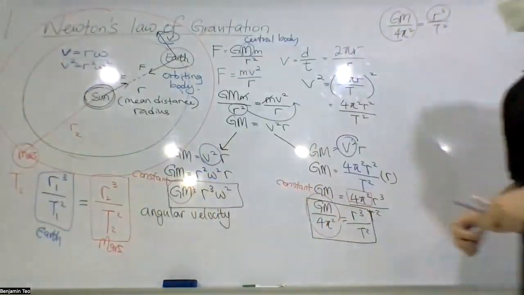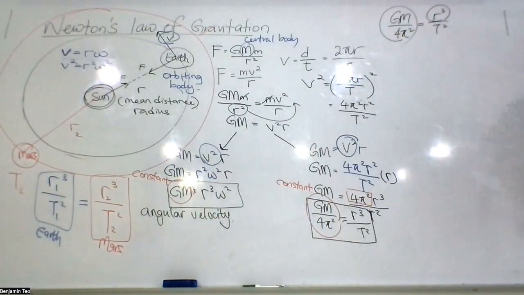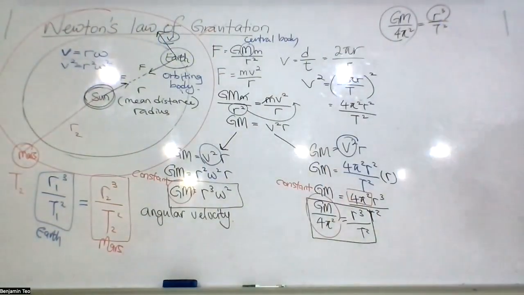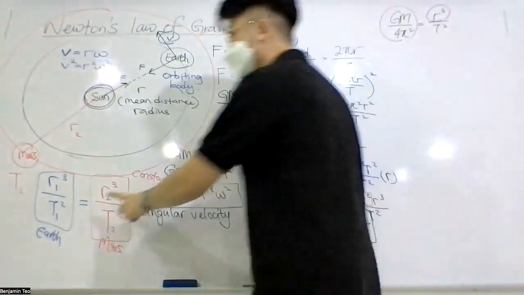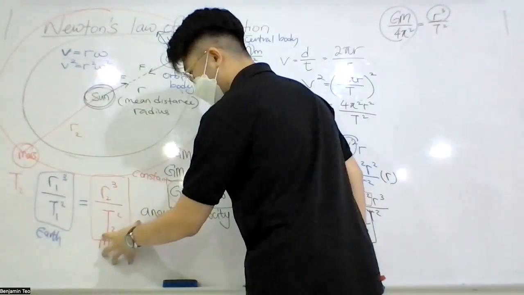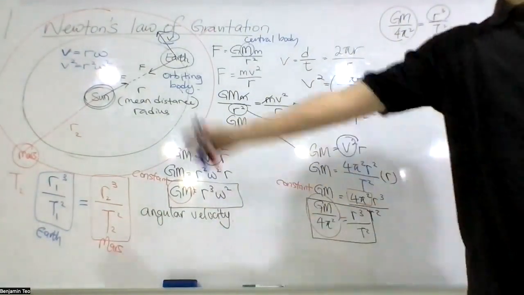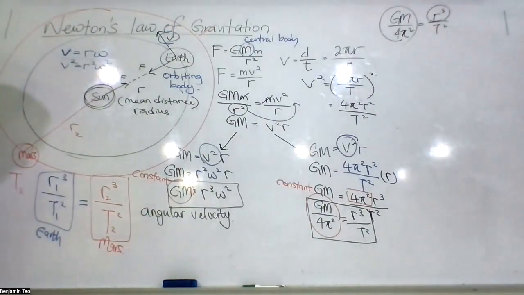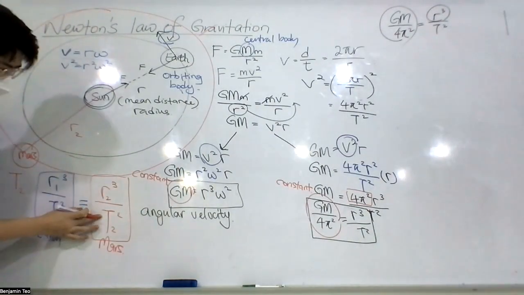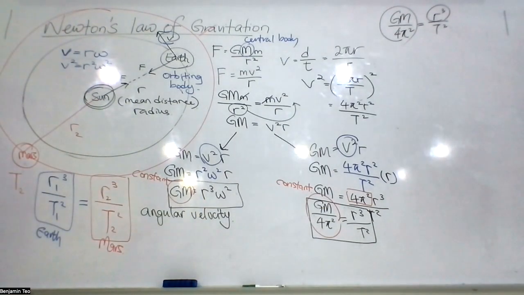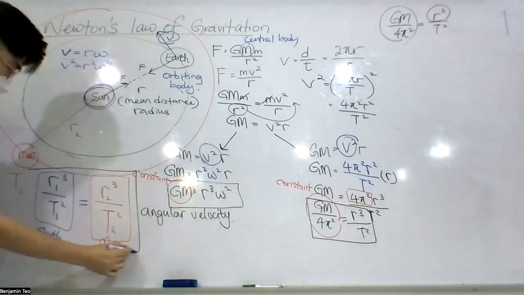You do it for every single planet, provided all the planets orbit the same central body, the Sun. It cannot be a different central body. This will always be true. Okay? You do it for the Earth, you do it for Mars, Venus, Jupiter, Uranus. All of them have the same value. So R1 cubed over T1 squared, R2 cubed over T2 squared, R3 cubed over T3 squared, R4 cubed over T4 squared. You get this.